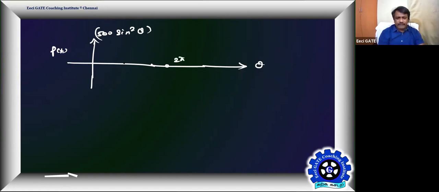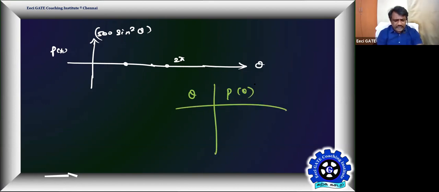At pi, what is the power it is going to deliver? At theta equal to 0, what power is it going to deliver? Otherwise, you can take a simple table, theta and power of theta, the instantaneous power for every theta instant from 0 to 360 degrees. Let me take 0 degrees, 0 in radians, then pi in radians, then 2 pi.